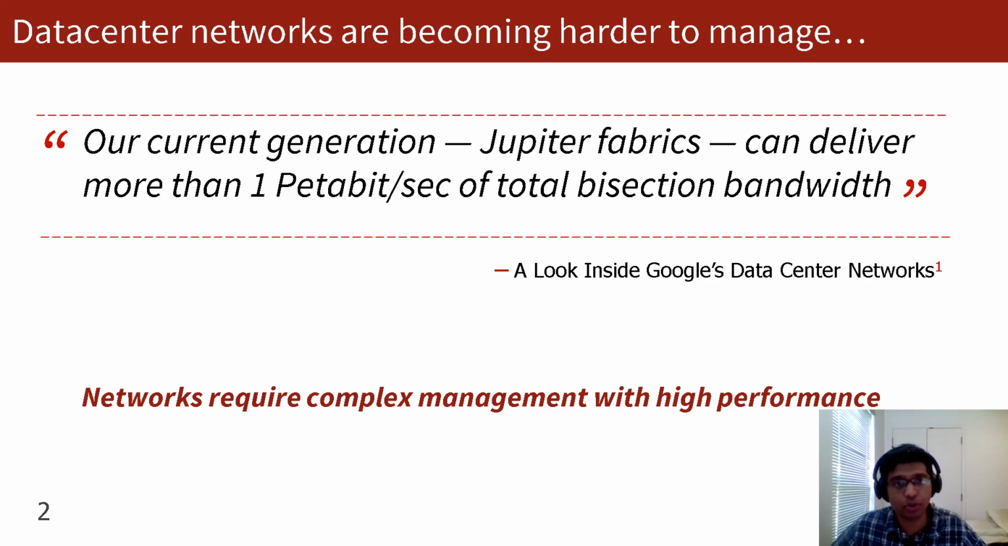So this is a quote from a 2015 Google blog, and at that time Google was already dealing with more than 1 petabit per second of bisection bandwidth, and their networks and data center networks in general have only continued to grow. As a result, they're getting harder and harder to manage, and these networks require more and more complex management while maintaining high performance.